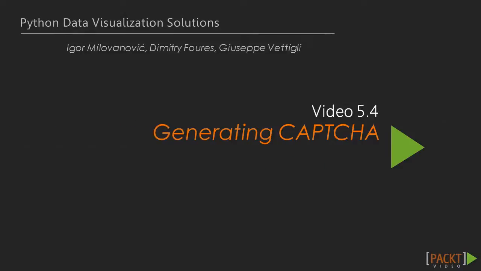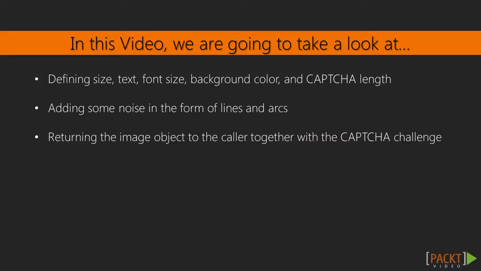Hi, welcome to the last video of this section, Generating CAPTCHA Images. In the previous video we learned how to plot data on a map using Basemap Toolkit in Python. In this video you'll learn how to harness Python's imaging library to generate images, render lines and points, and also render text.